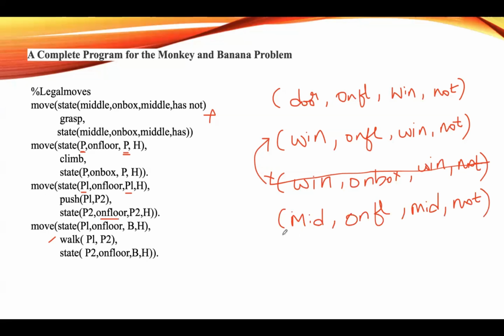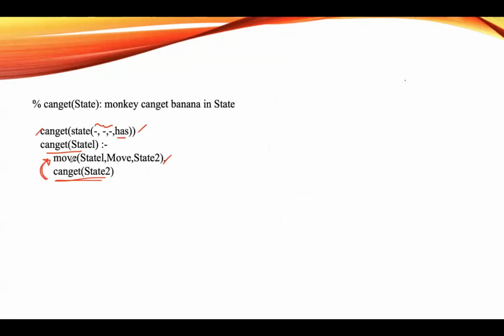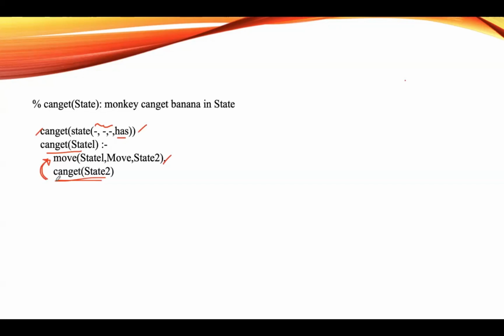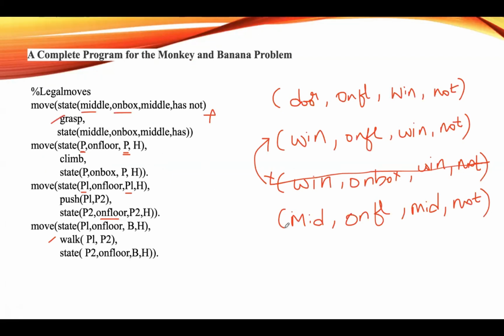Then after executing this push move, execute can get of state to check whether monkey got the banana or not. Still monkey is not having banana. So backtrack and execute one more move. Now match this with any of the four moves. So here there is a match with the first move, middle and middle. But if you see this, here monkey is on the box, but here it is on the floor. So there is no match with these two components. So we can't apply this grasp move in this case.